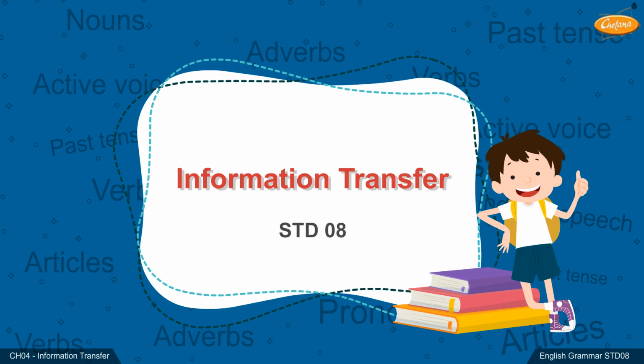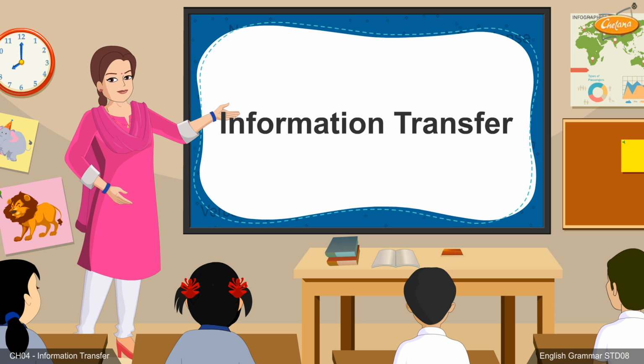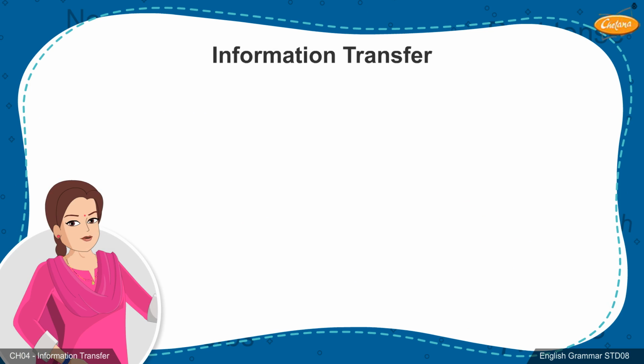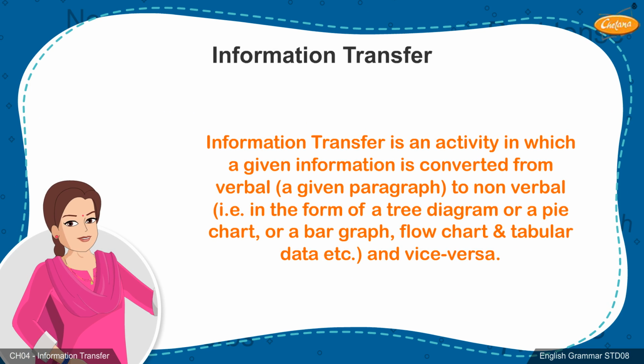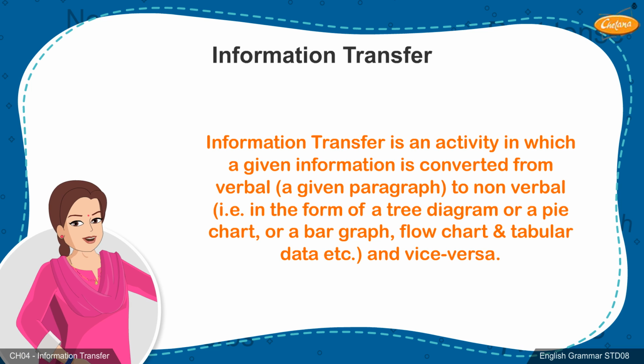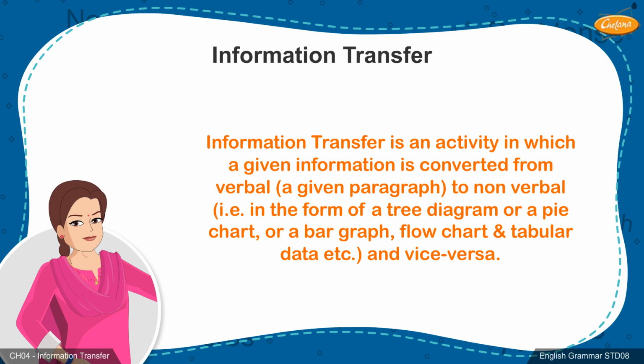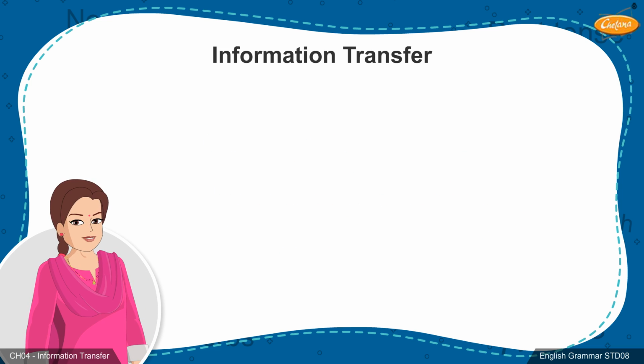Information transfer. Dear learners, today we'll be learning about information transfer. Information transfer is a writing skill. It is an activity in which a given information is converted from verbal, a given paragraph, to non-verbal, that is, in the form of a tree diagram or a pie chart, or a bar graph, flow chart, and tabular data, etc., and vice versa. It is of two types.